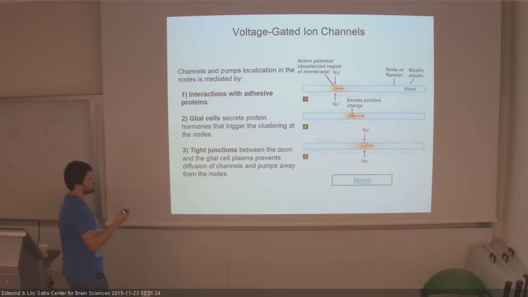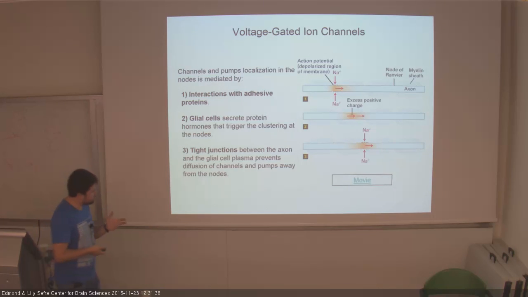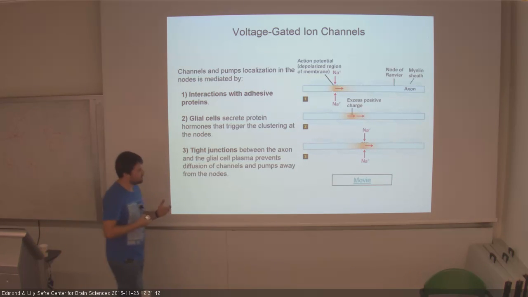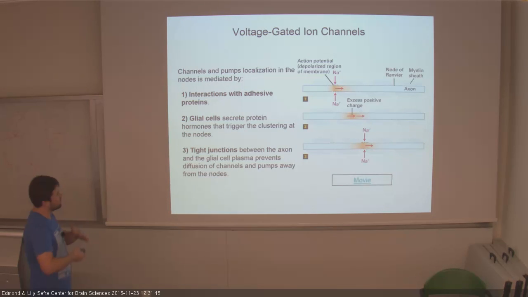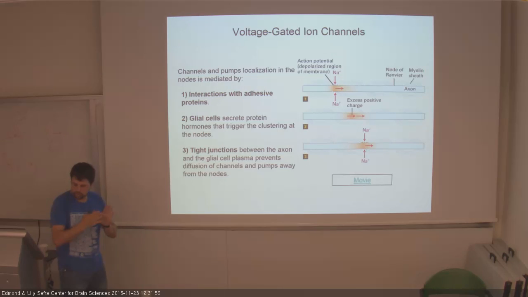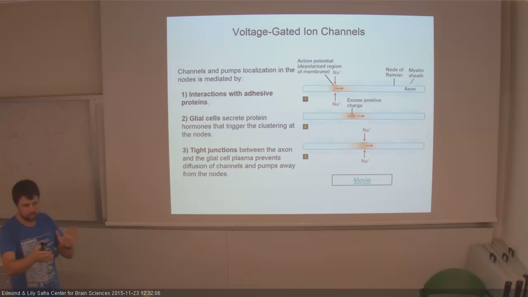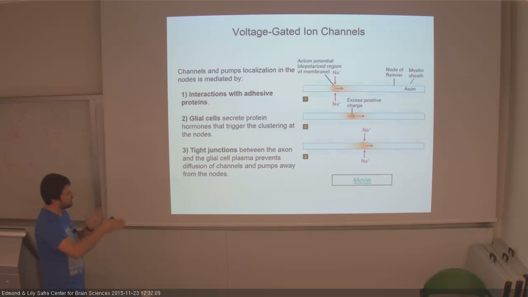Secondly, you have glial cells. Certain glial cells secrete protein hormones that are sensed only by these regions of the axon, and these trigger clustering of the channels. And obviously, because of the structure of the myelin sheath and the tight conformation between the membrane of the glial cells or the myelin and the axon, it restricts the ability, like I told you, if you look at the membrane as a fluid mosaic model, you can have lateral diffusion in the membrane. But because of this tight myelin sheath, the lateral diffusion of the receptors is restricted to the area of the node.